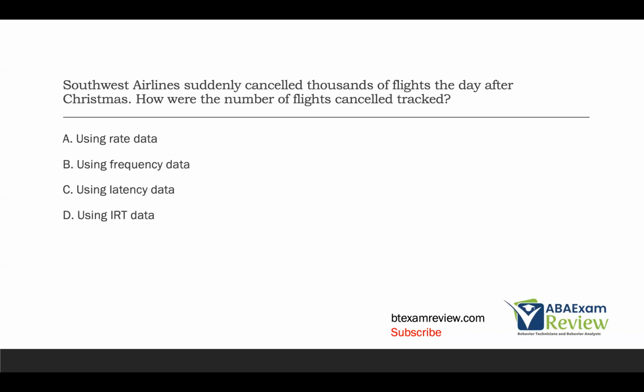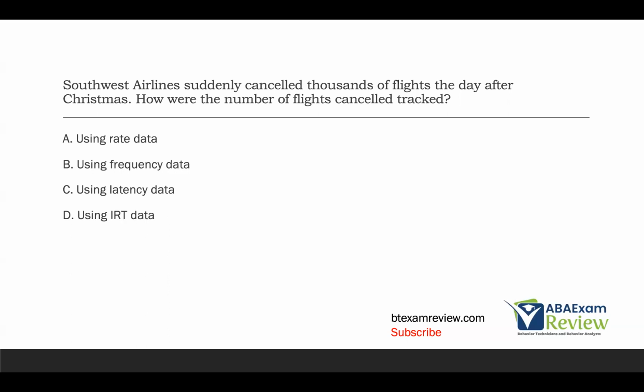Southwest Airlines suddenly canceled thousands of flights the day after Christmas. How were the number of flights canceled tracked? So my flight actually got canceled, so I apologize for the audio. But if we're tracking how many flights got canceled from Southwest Airlines, what would be the simplest way to track that? Because you always want to pick the simplest way where you'll get the best data. So if we just want to figure out, we know they canceled a bunch of flights, how many? What's the easiest way to track that?